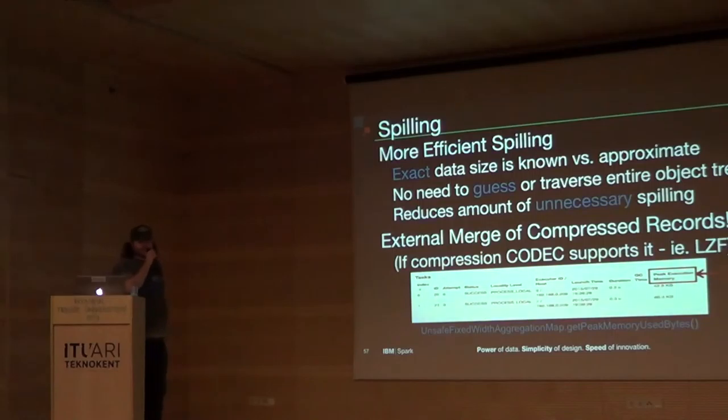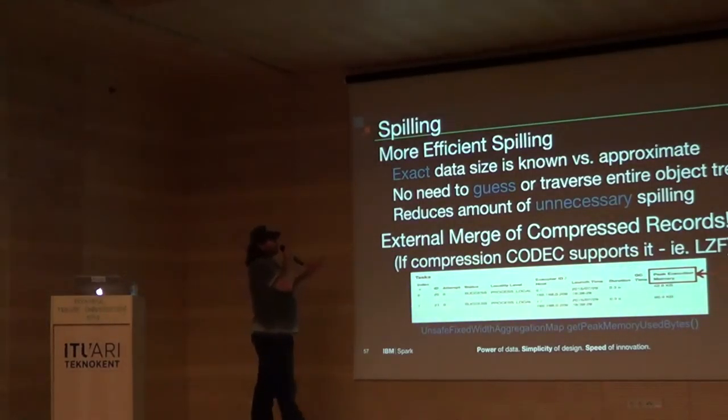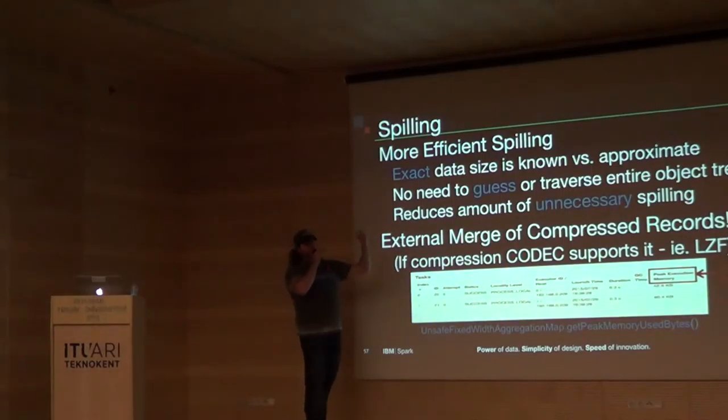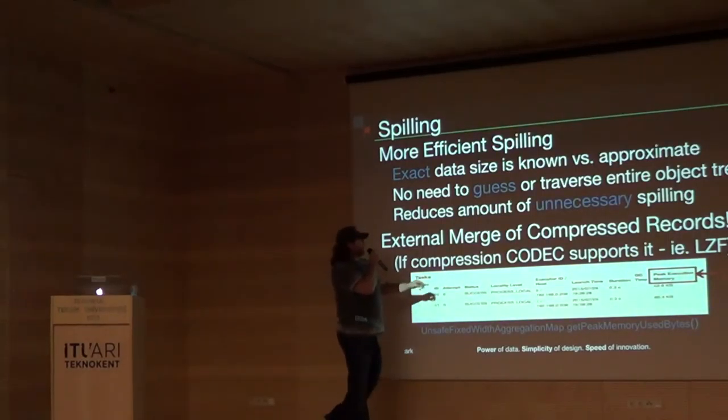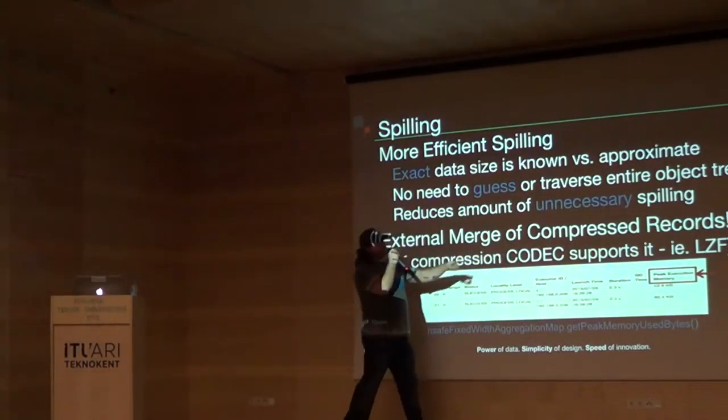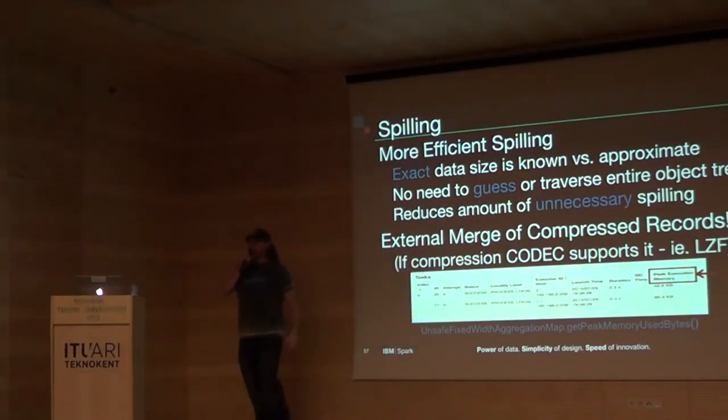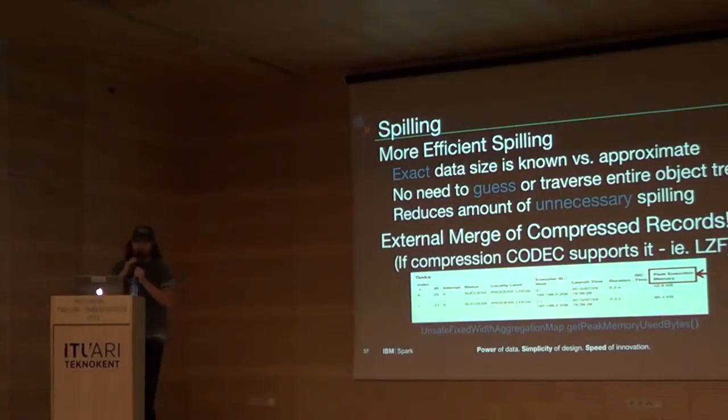Something else that's cool is that you can actually merge compressed records. So if you're trying to aggregate, trying to pull data down, you don't have to decompress it, pack it in, and then recompress. You can actually merge these compressed records. That's only if your codec supports it, right? Which LZF does. So yes, LZF became the default compression, I think, as of Spark 1.3 or 1.4.